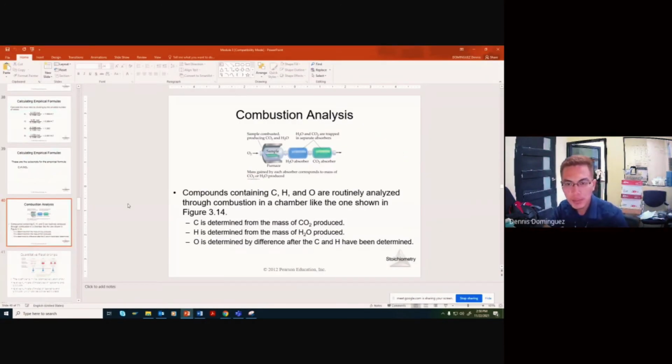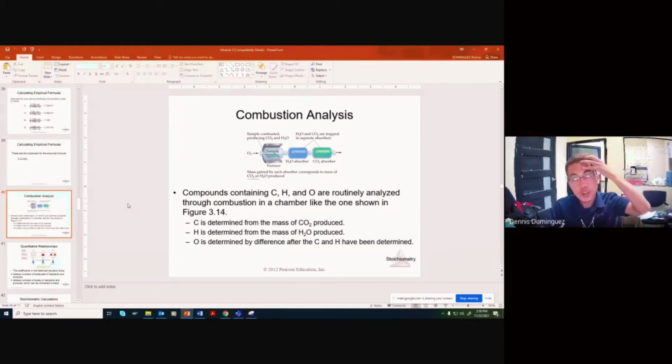Okay, next topic will be about combustion analysis. It's the reaction between a hydrocarbon and oxygen. Compounds containing C, H, and O are routinely analyzed through combustion in a chamber like the one shown in this figure. You have a sample, then you combust it using O2, and then you have the H2O absorber and the CO2 absorber. So those are the two products of combustion analysis, the water and carbon dioxide.